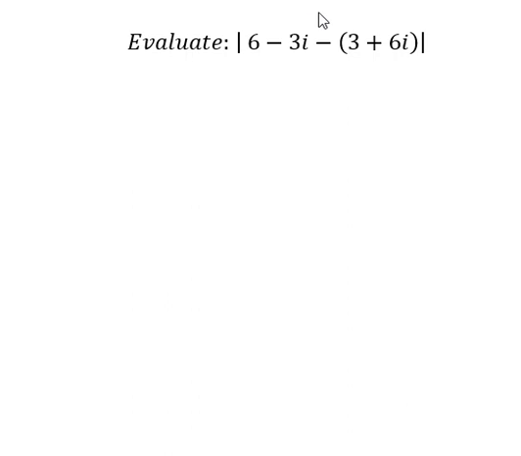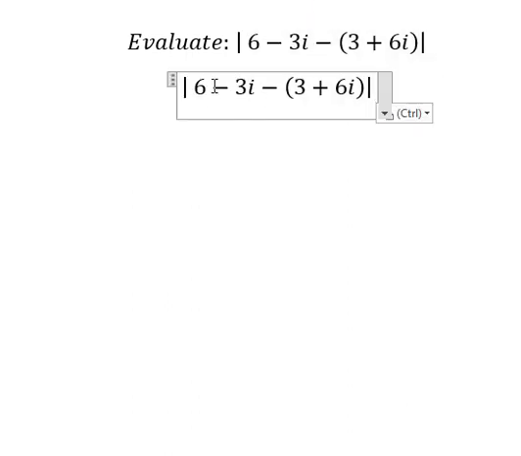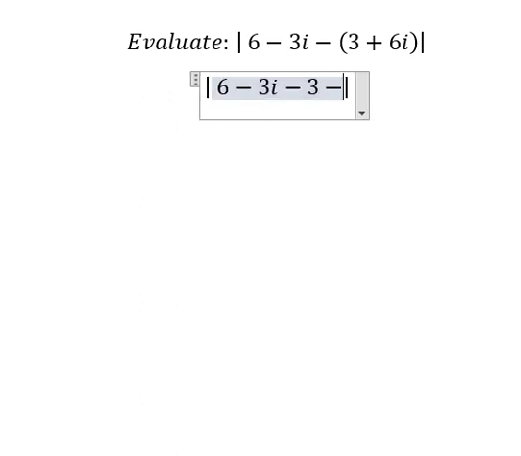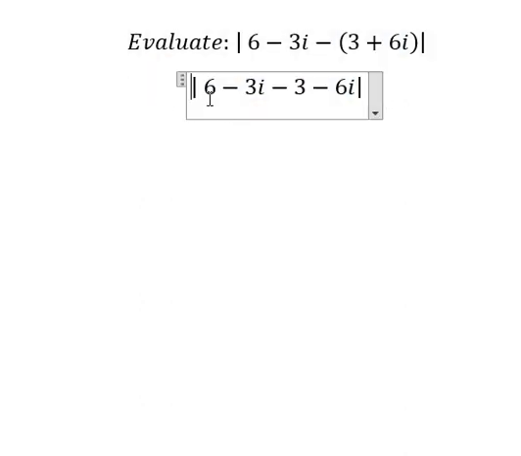So now I want to show you how to answer. We need to open parentheses. So we have negative 3 and negative 6i. So 6 minus 3. So we have 3, negative 6, negative 3, and we have negative 9.